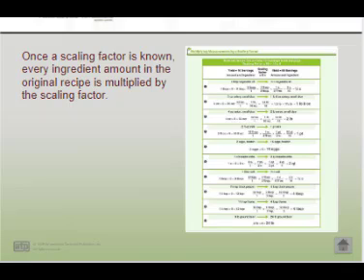Scaling can be based on count, volume, weight, or portion size. Once a scaling factor is known, every ingredient amount in the original recipe is multiplied by the scaling factor. Note, it may be necessary to convert some of the new ingredient amounts to a different unit of measure to make the measuring of the ingredient more efficient.